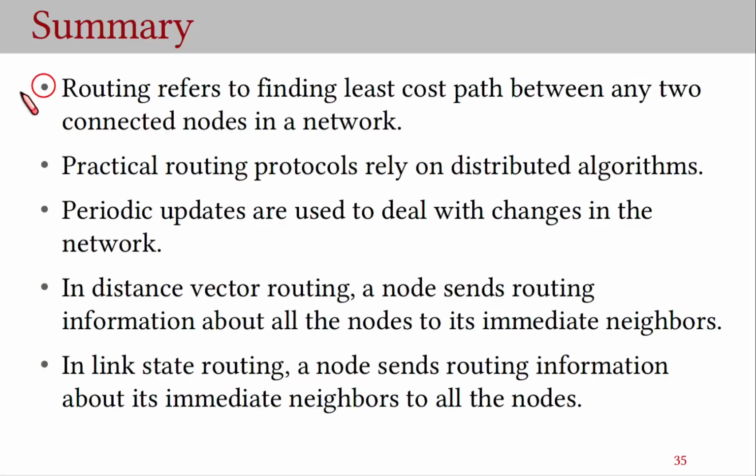To summarize, routing refers to finding the least cost path between any two connected nodes in a network. We saw that practical routing protocols rely on distributed algorithms, and periodic updates are used to deal with changes in the network. We saw two approaches to routing. First was distance vector routing, the second was link state routing. In distance vector routing, a node sends routing information about all the nodes only to its immediate neighbors. In the case of link state routing, a node sends routing information about its immediate neighbors to all the nodes.